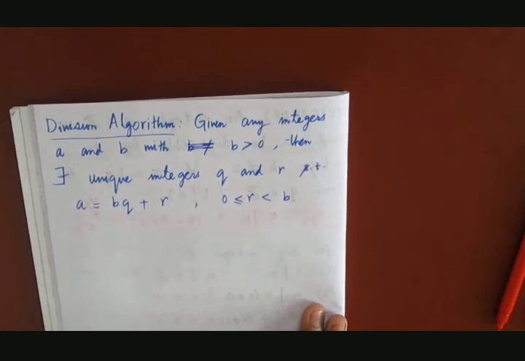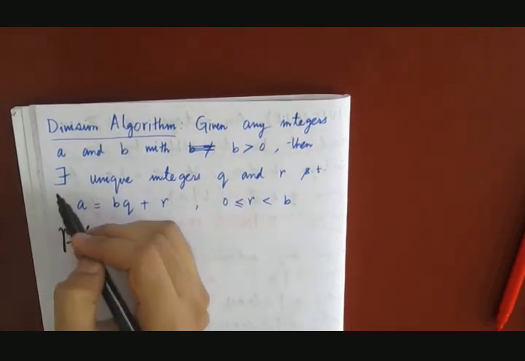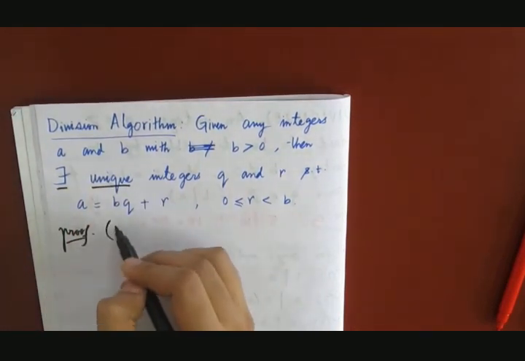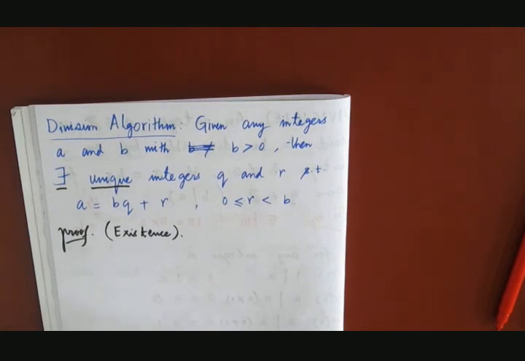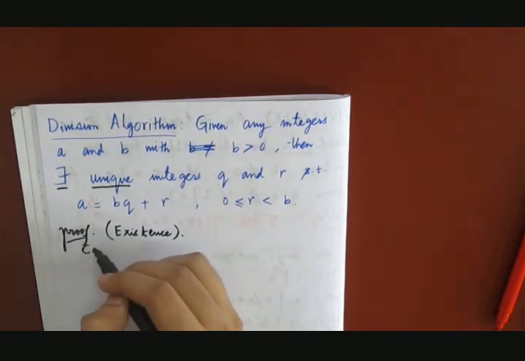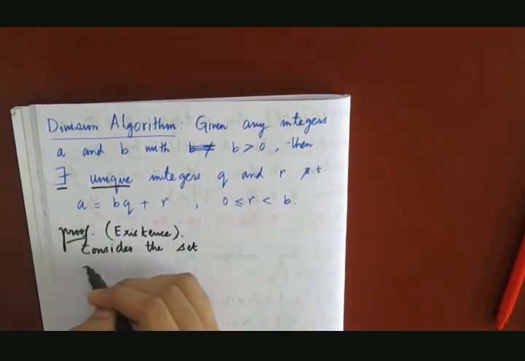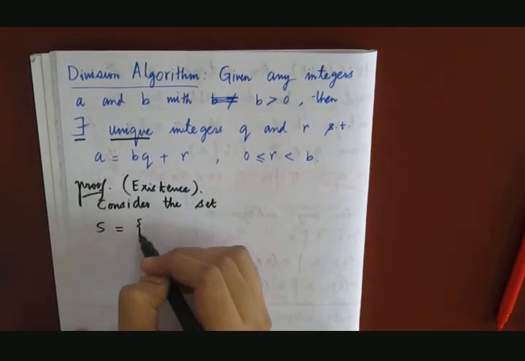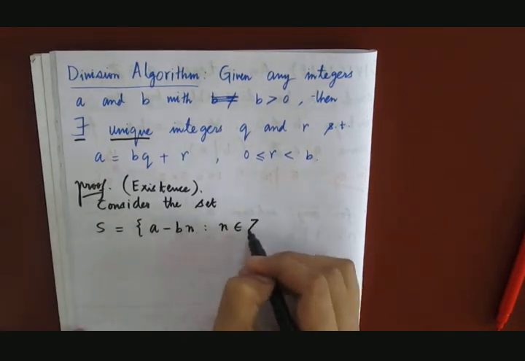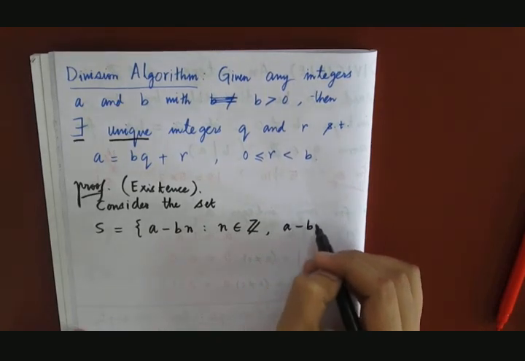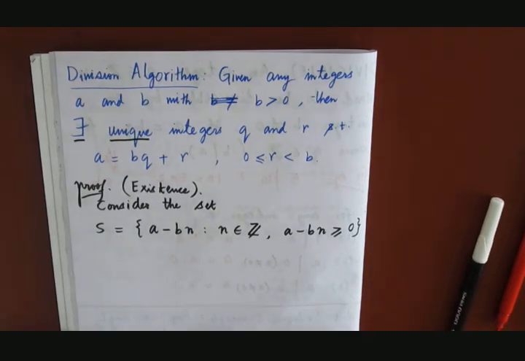Next, so you see what I'll do, how to prove this, that the proof has two parts. One is of existence, one is of uniqueness. So first I'll prove the existence of Q and R. I'll talk about the existence, how to find this Q and R. Consider the set S equals A minus Bn such that n is an integer and A minus Bn is greater than or equal to 0. Now I am considering this set. I'll tell you why I am considering this set.